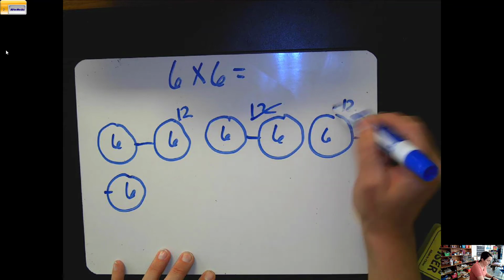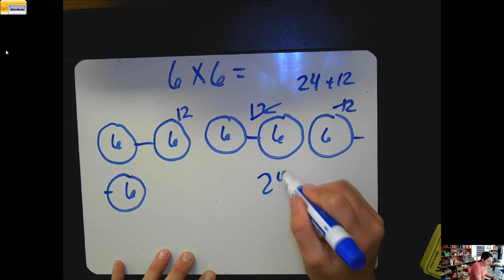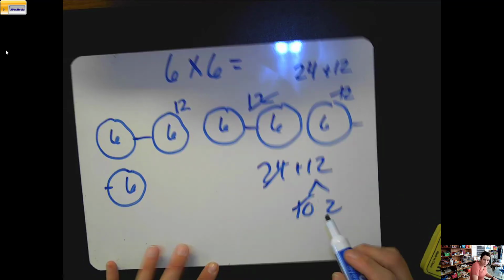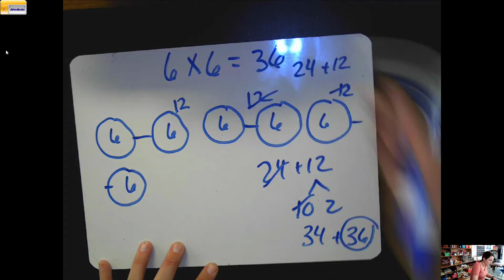I know that 12 plus 12 is 24. 24 plus 12. I'm going to go ahead and break down 12 into a 10 and a 2. So 24 plus 10 is 34. Plus 2 is 36. So 6 times 6 is 36.